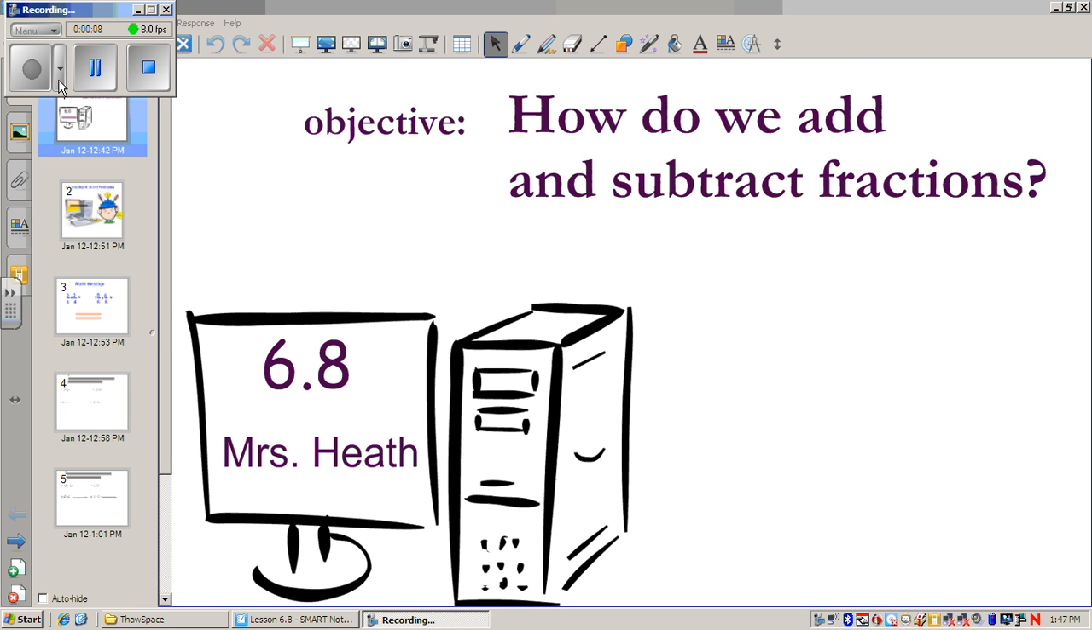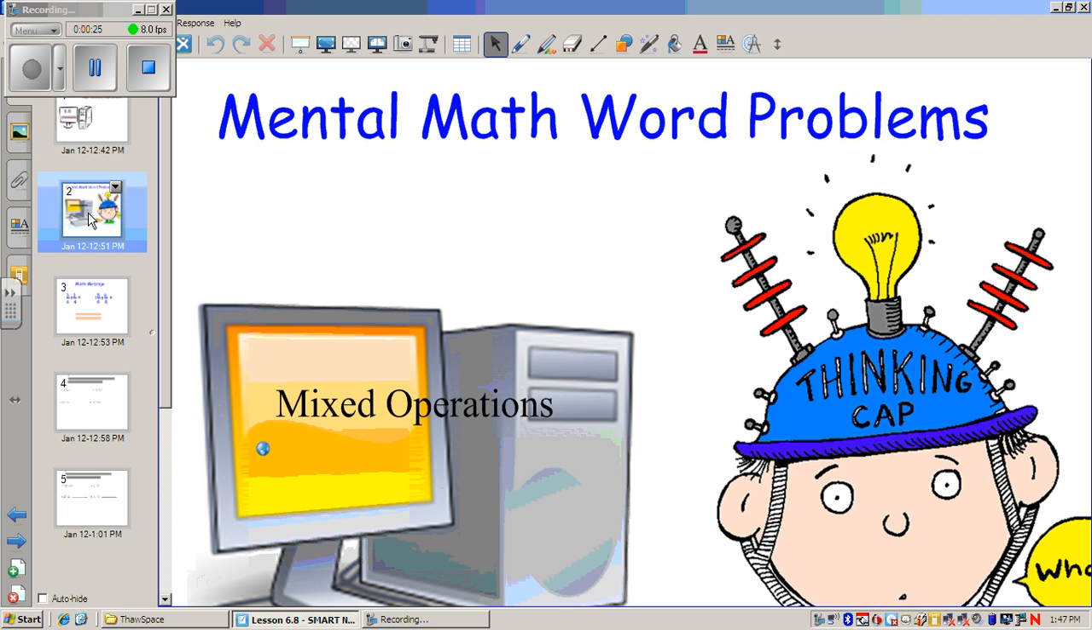Now, fractions with common denominators, which of course is our bottom number of a fraction, are really easy to add or subtract because they're the same. But in this lesson, we're going to talk about how we can add and subtract fractions by coming up with common denominators if they're not there already. So let's get started.